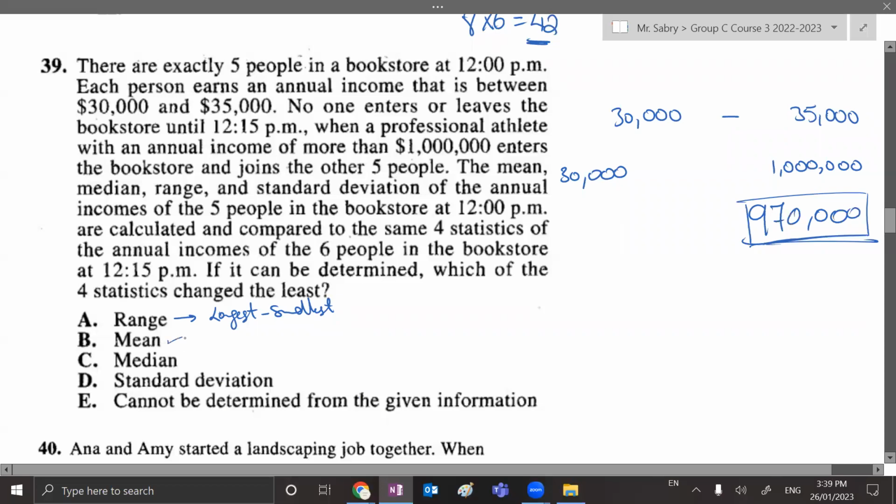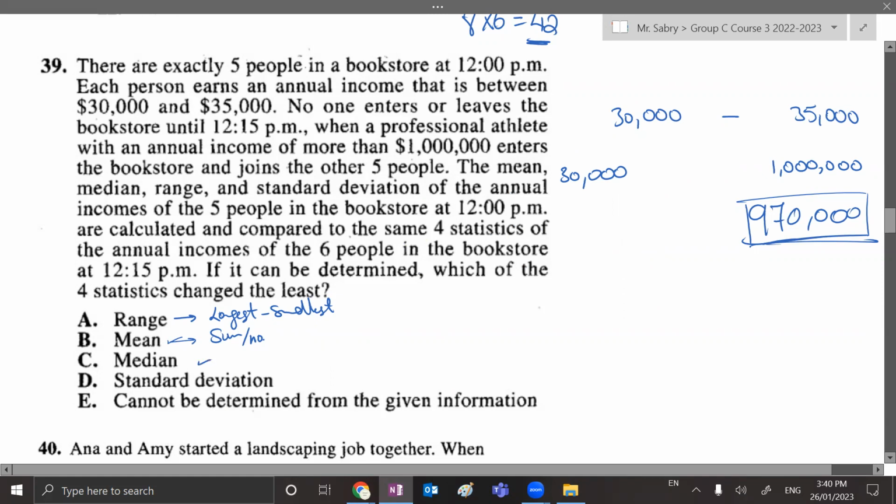Now let's check the mean. The mean is the sum over the number of values. I don't know what it would be for the first one, but I know for a fact that when the 1 million is added, the average has also changed drastically.